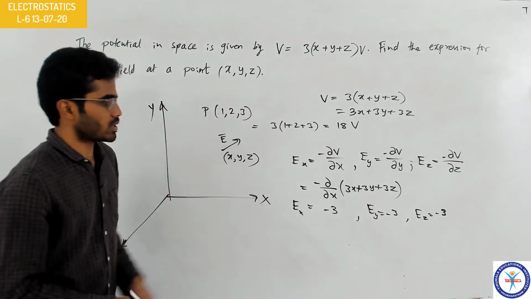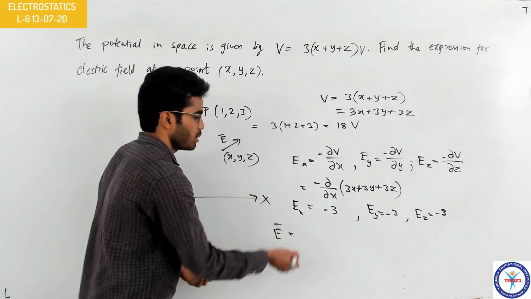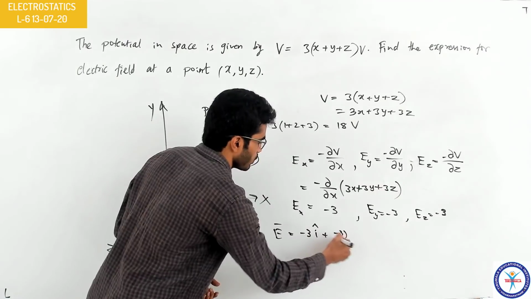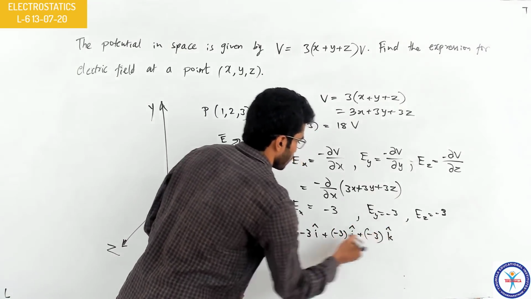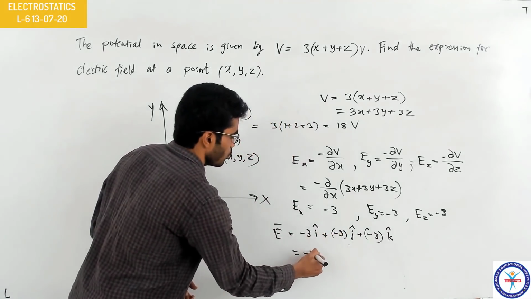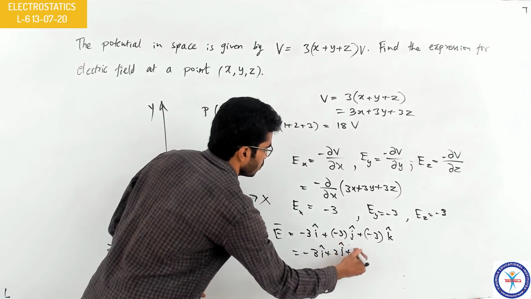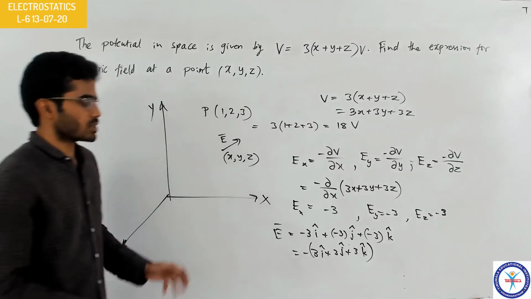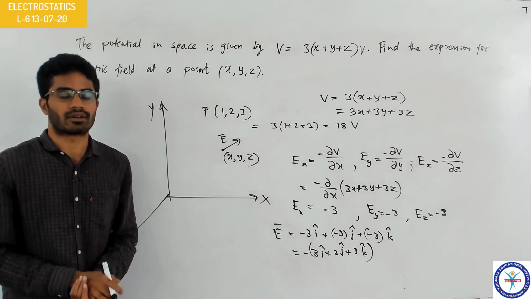These are the components of the electric field vector. Now if you want to form the vector itself, E bar can be written as Ex i cap plus Ey j cap plus Ez k cap. So that's how we form the vector. It is minus 3i minus 3j minus 3k. So this is the vector at that particular point, the field vector.